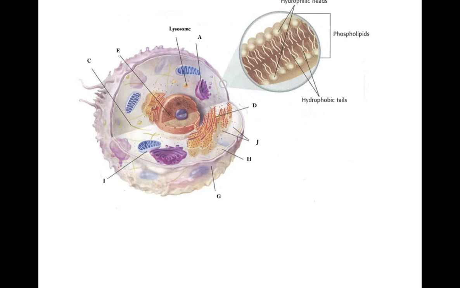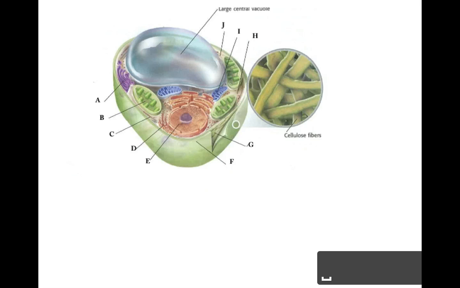Okay, this is a picture of a cell, and I'm thinking it might be an animal cell because it's kind of circular, not boxy. I don't see any cell wall, and there's none of these green things, the chloroplasts. So there's that boxy cell wall thing.